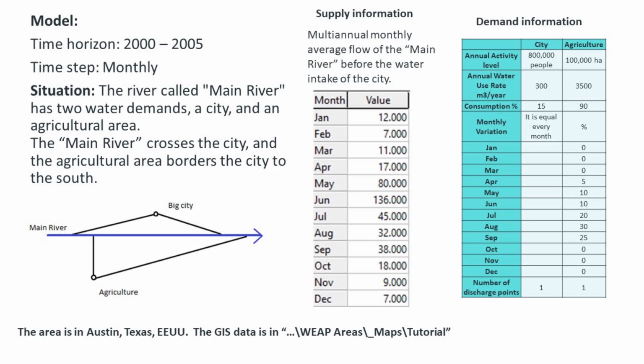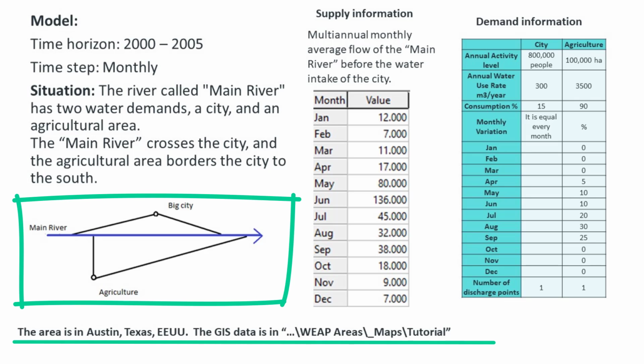We are going to develop a simple model. The schematic is shown in the figure on the screen. The time horizon will be from 2000 to 2005 at a monthly time step. You should define the time step considering the availability of information and the modeling interests. The river called Main River has two water demands, a city and an agricultural area. The main river crosses the city, and the agricultural area borders the city to the south, as you can see in the figure.